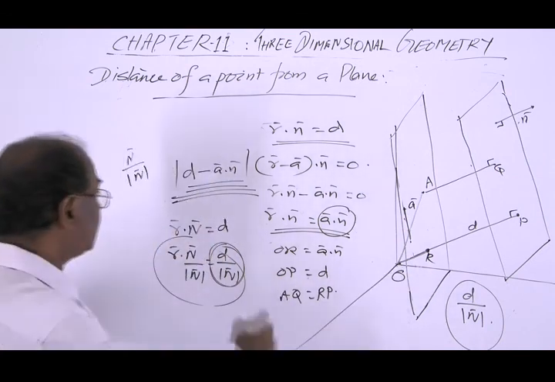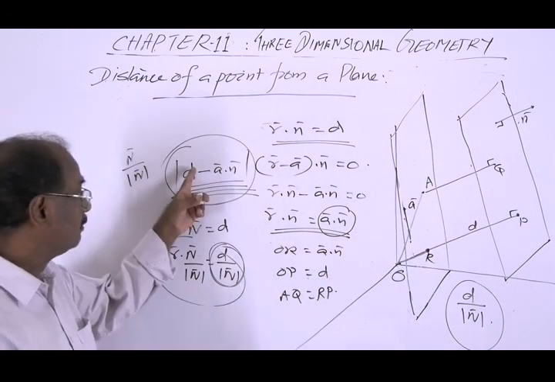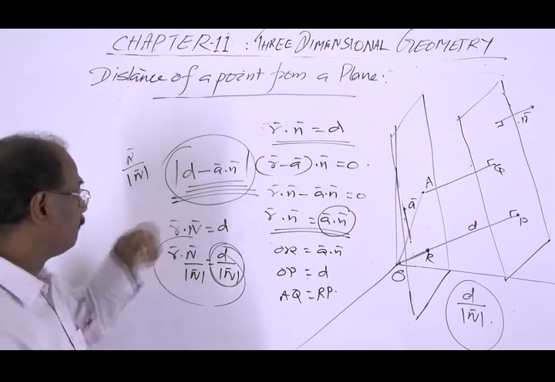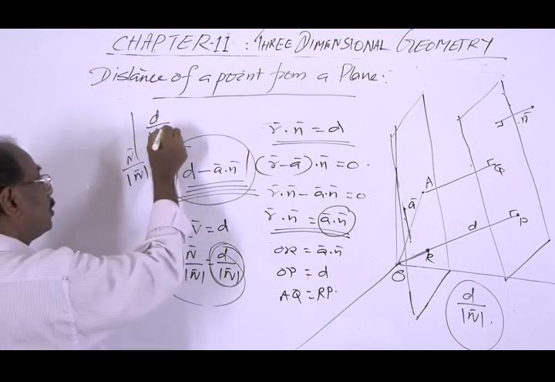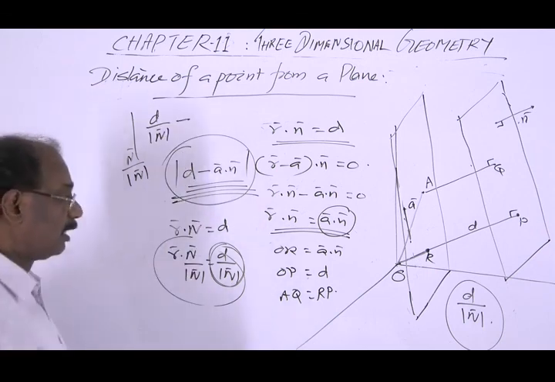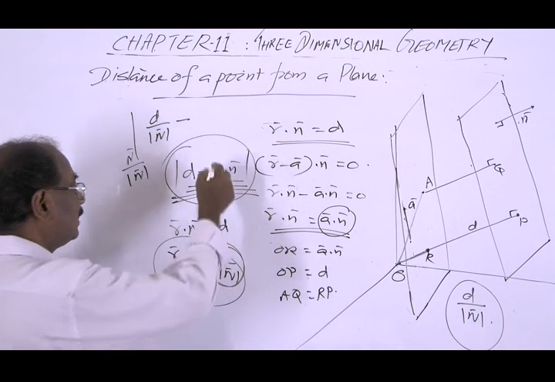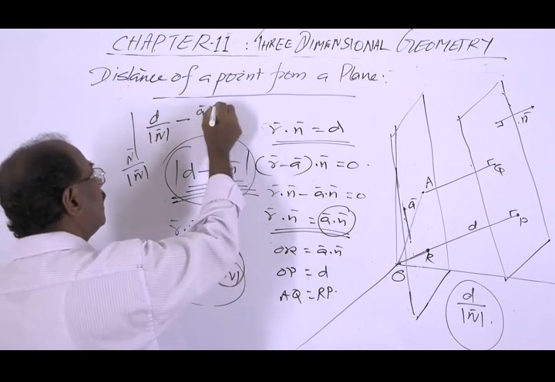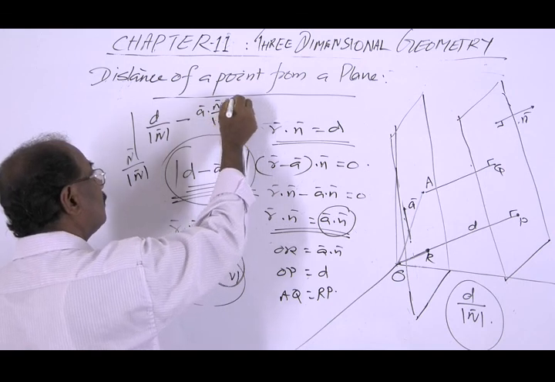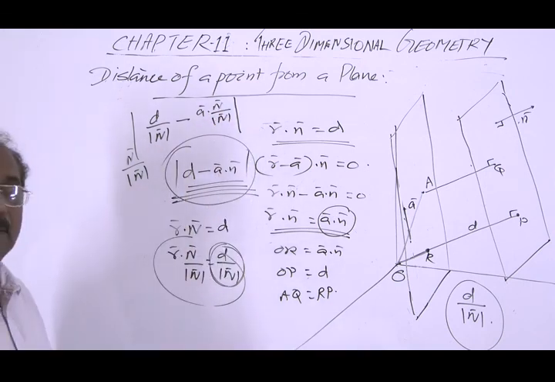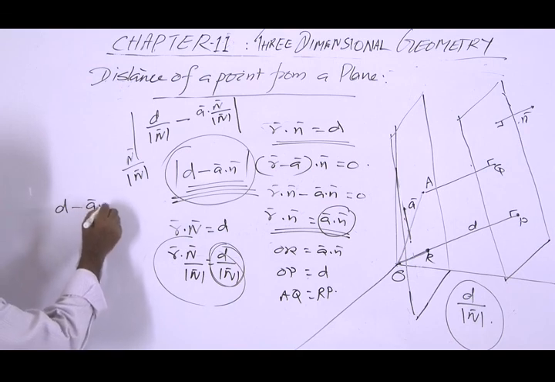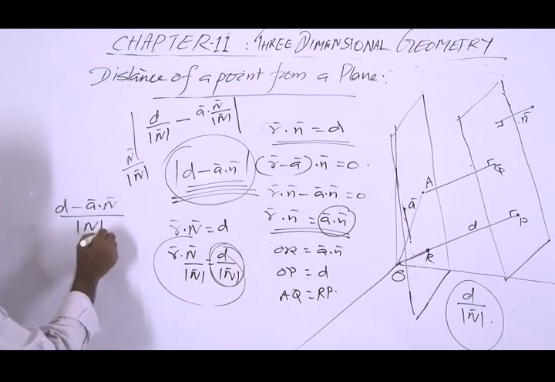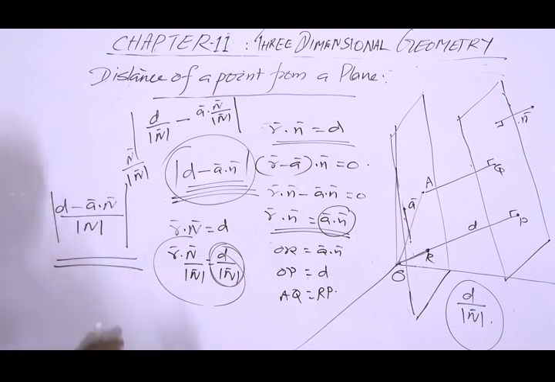And in this case, the distance of the point from the plane becomes d divided by modulus of N minus a dot N by modulus of N. Or this is equal to d minus a dot N divided by modulus of N, the modulus of this. So this is the distance.